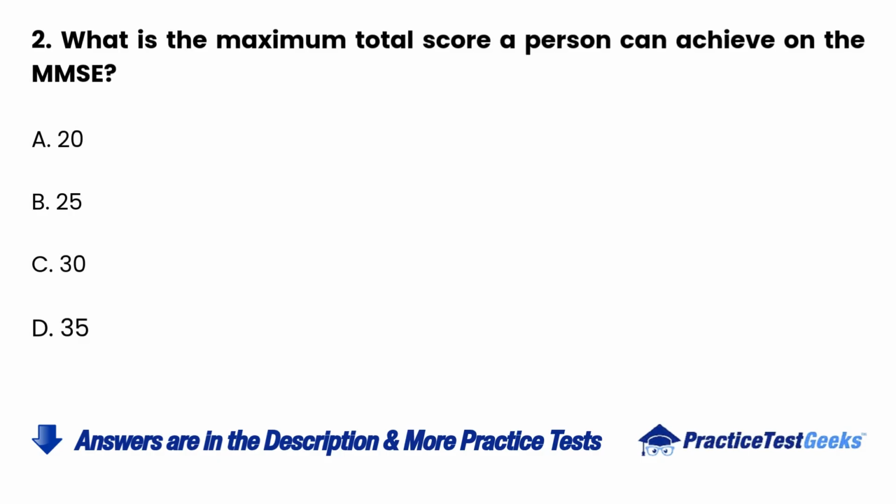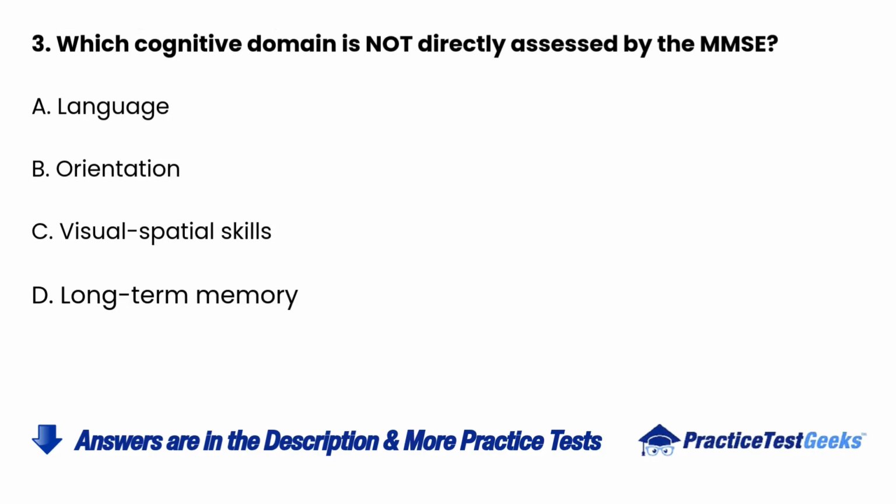2. What is the maximum total score a person can achieve on the MMSE? A. 20. B. 25. C. 30. D. 35. 3. Which cognitive domain is not directly assessed by the MMSE?